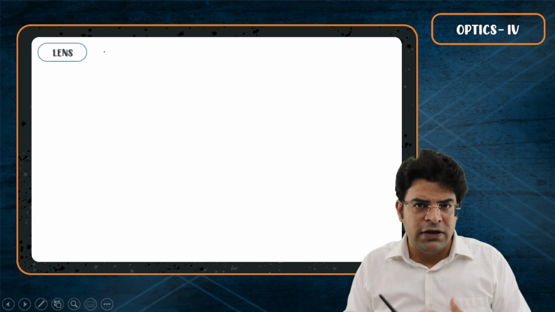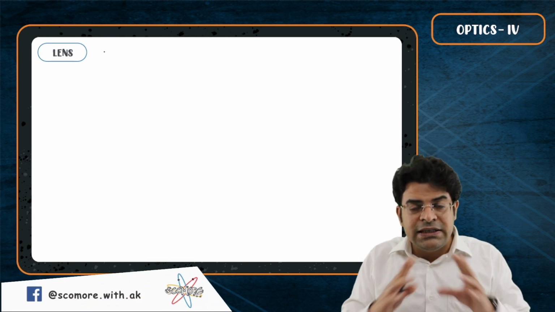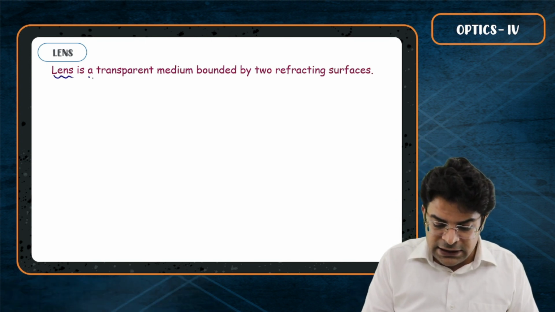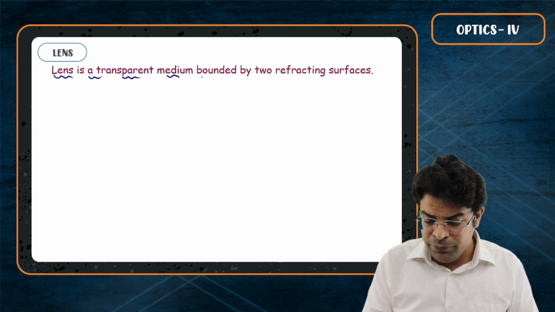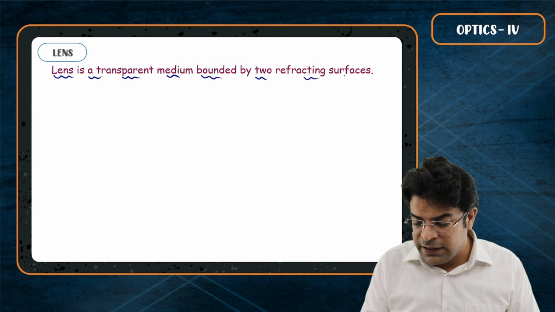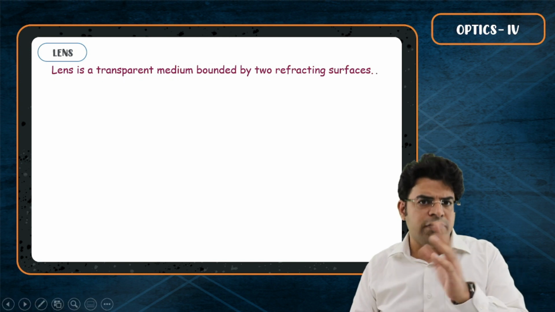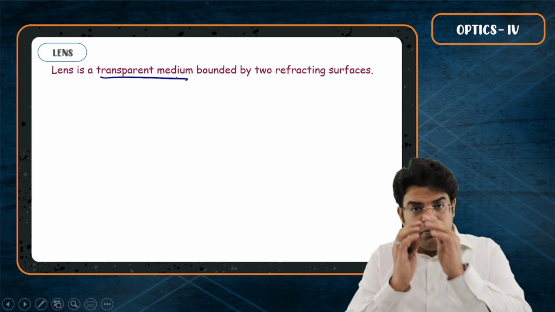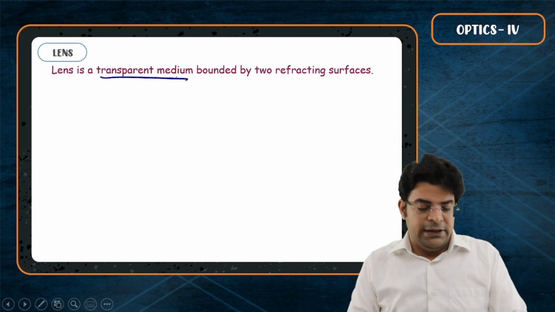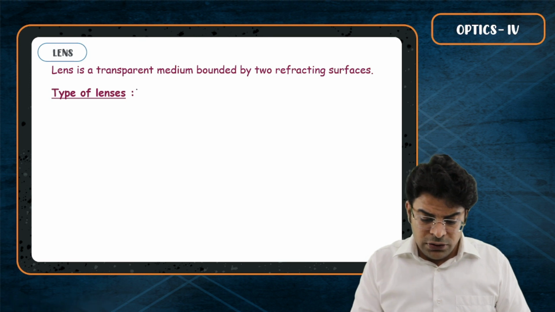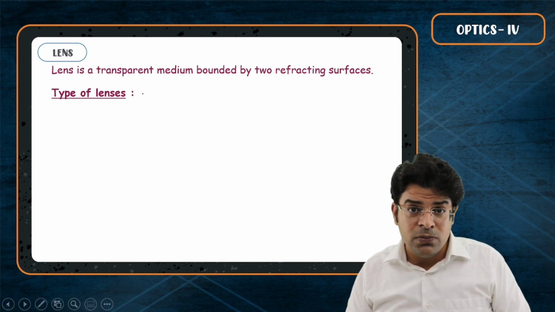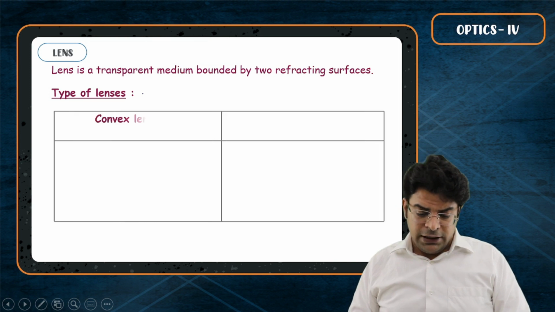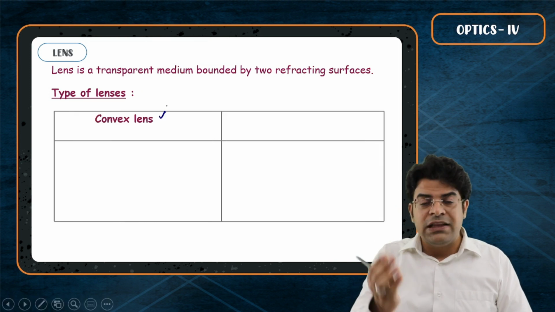When we talk about lenses, we first need to understand the types of lenses. So what are lenses? A lens is a transparent medium bounded by two refracting surfaces. So there have to be two refracting surfaces, and the transparent medium bound between them is called the lens. Now there are two types of lenses we know: convex lenses and concave lenses. But they have further subtypes.